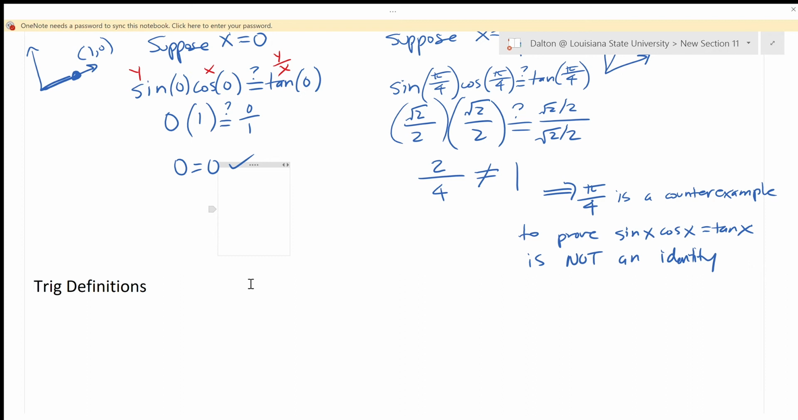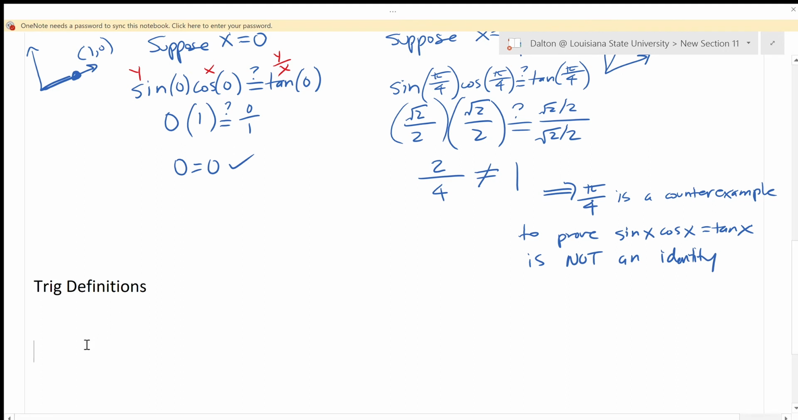You with me so far? Okay. Now, let's go ahead and define our trig. Is that a question? Oh, okay. Just checking.